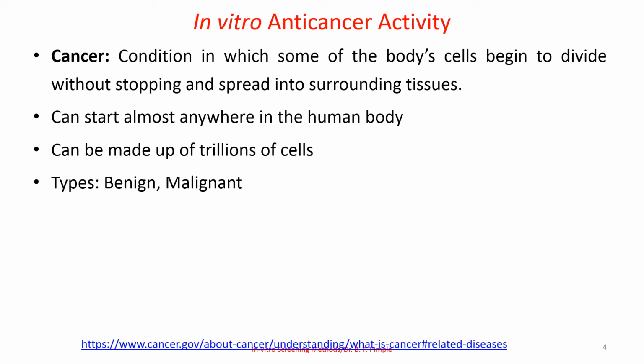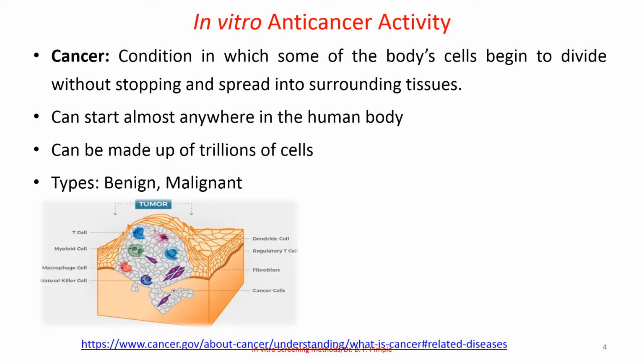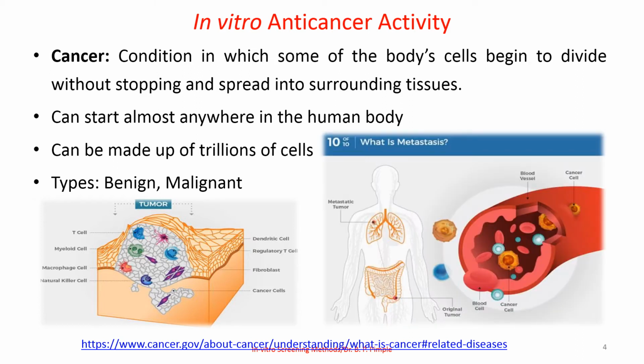There are two kinds of tumors: benign tumors, which are localized, and malignant tumors, which can move from one position to another. Suppose this is the photograph of a benign tumor, whereas this is a metastatic tumor, wherein the tumorous cells are able to pass through the blood vessels into the adjoining organ. This is called metastasis.